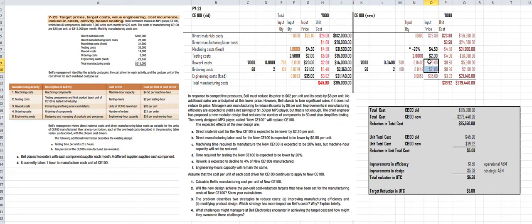Notice that their input price did not change, and that the changes that we proposed had to do with the demand that our products made on those resources. Okay, that's it for target costing.